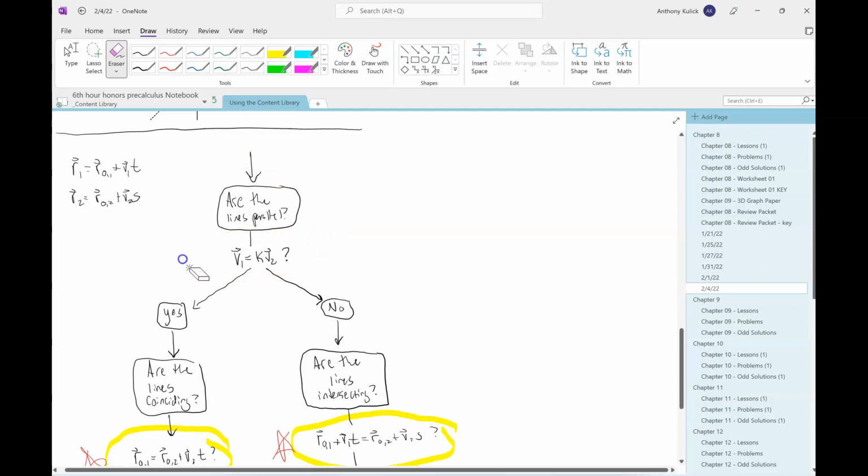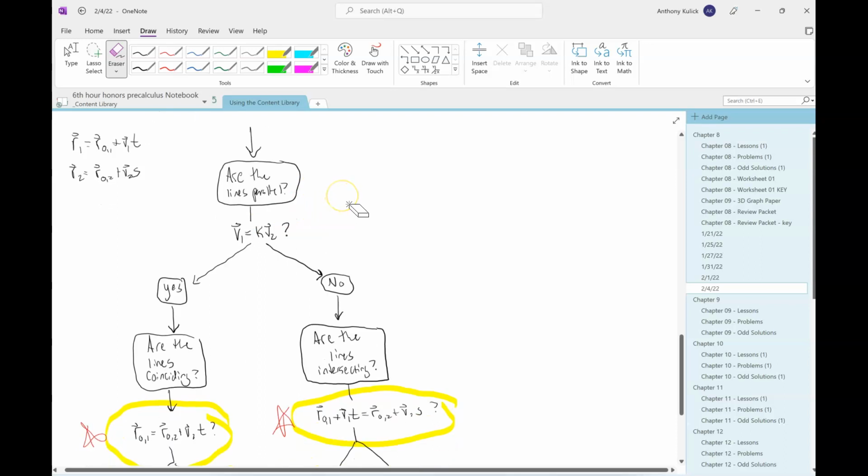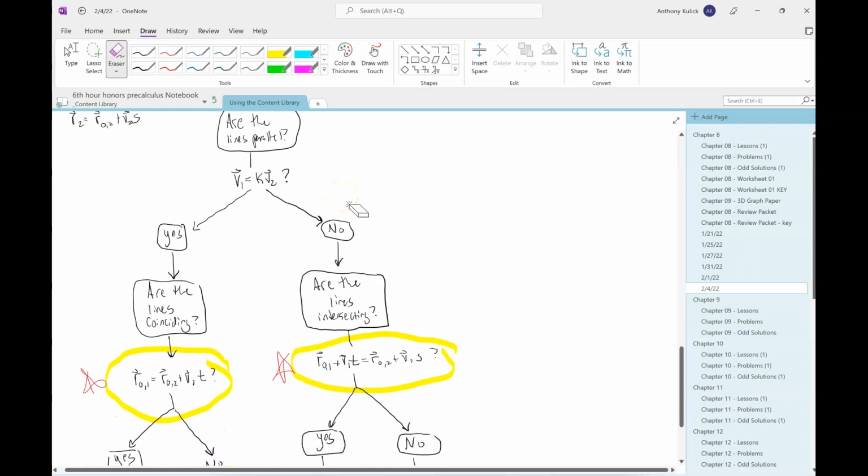So the first thing I want to do is I want to check to see if the lines are parallel. And to do that, all I need to do is check the direction vectors and see if one direction vector is a scalar multiple of the other one. So basically, is there a k that I can multiply one direction vector by so that it's equal to the other direction vector? Now that's a really easy check to make.